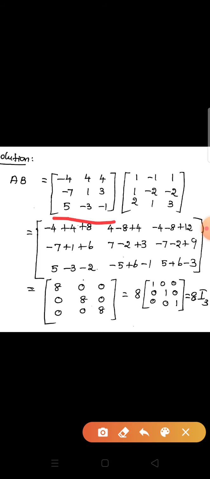Okay, next we take the last row, the third row, with the first column: 5 into 1 is 5, minus 3 into 1 is minus 3, minus 1 into 2 is minus 2. Next the second column: 5 into 1 is minus 5, minus 3 into minus 2 is plus 6, minus 1 into 1 is minus 1. Next the last column: 5 into 1 is 5, minus 3 into minus 2 is plus 6, minus 1 into 3 is minus 3.